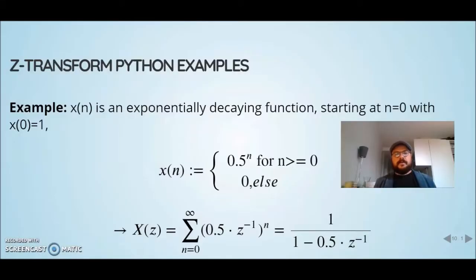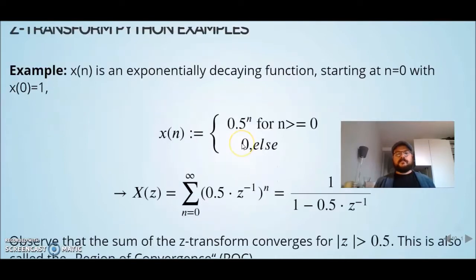Let's now take a look at a few Python examples for z-transform, and we will start with the z-transform of an exponentially decaying function defined like this. So we have our signal 0.5 to the power of n for n greater or equal to 0 and 0 elsewhere. When we apply the z-transform, we will get this summation here, and this summation is equal to this here. So here we can see a pole when z is equal to 0.5.